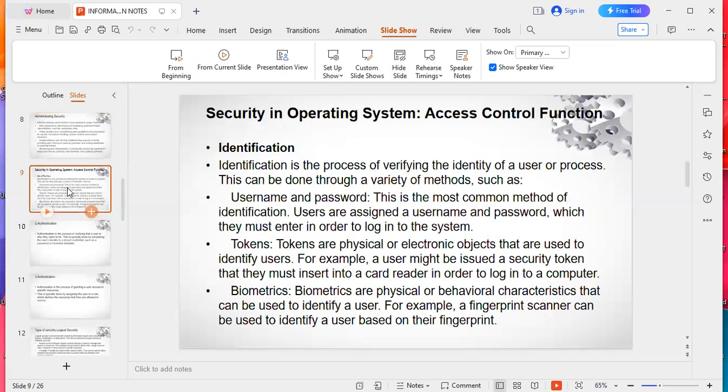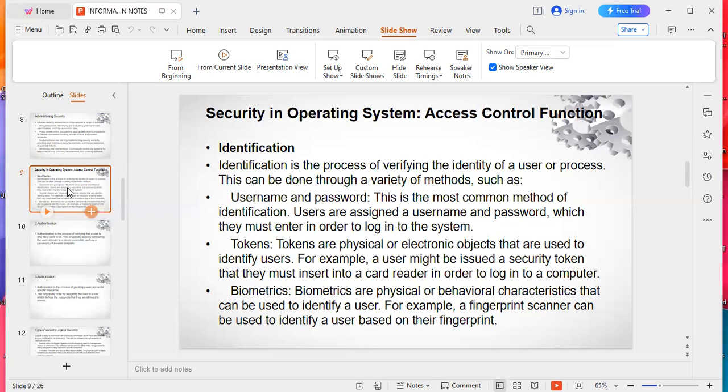Now, we also have security in the operating system. For this to happen, we must have something called the access control function. This involves, number one, identification, which is the process of checking the identity of a user or a process. This can be done by way of a username or password. It can be done by using tokens. These are physical or electronic objects that are used to identify users.